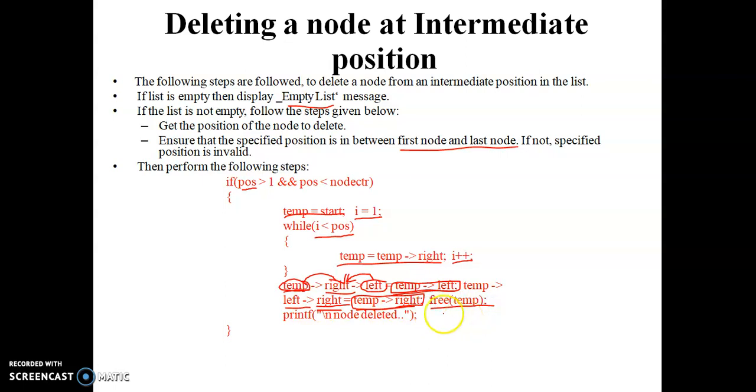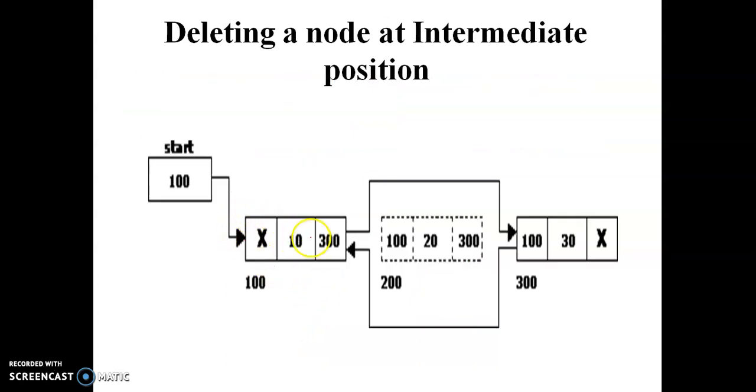Like we'll see once again this exchanging in the diagram. Here we want to delete the 20 node. This is our temp node. So previous node of the temp node is 10, next node is the 30. So we need to add the addresses like, 30 node address to be assigned as the next node of the 10, and 10 node address is to be assigned as the previous node of the 30.